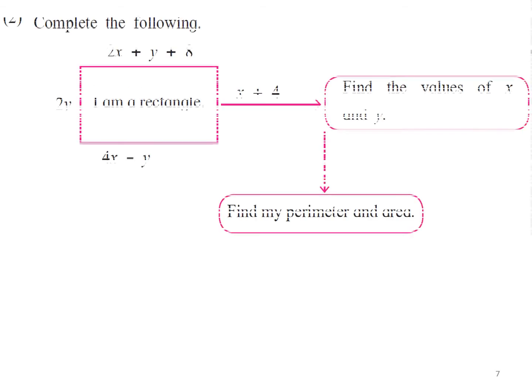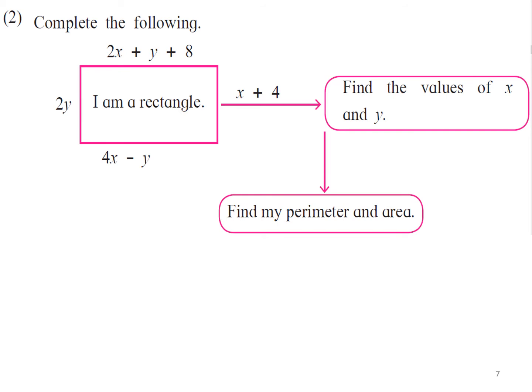Second question. Complete the following. I am a rectangle. The values of the sides are written. Find the value of x and y. Find my perimeter and area. Okay, so the equation is already given, but how do we solve it? There is no relation given here, so we have to find the relation between them and then solve the sum.